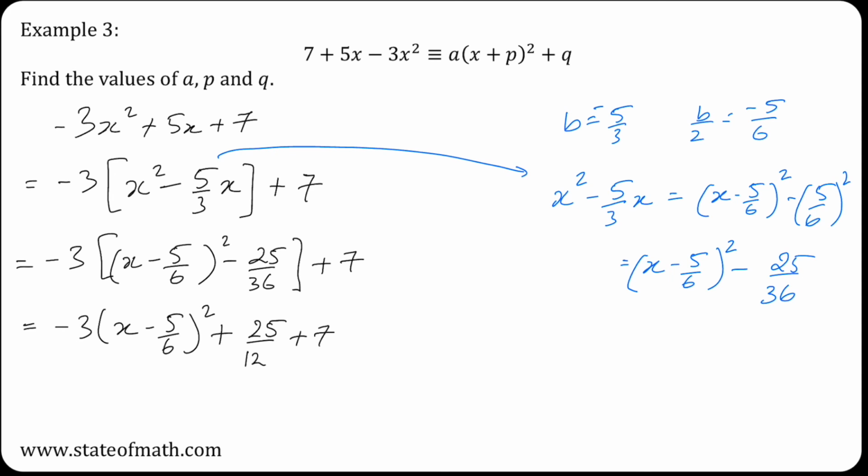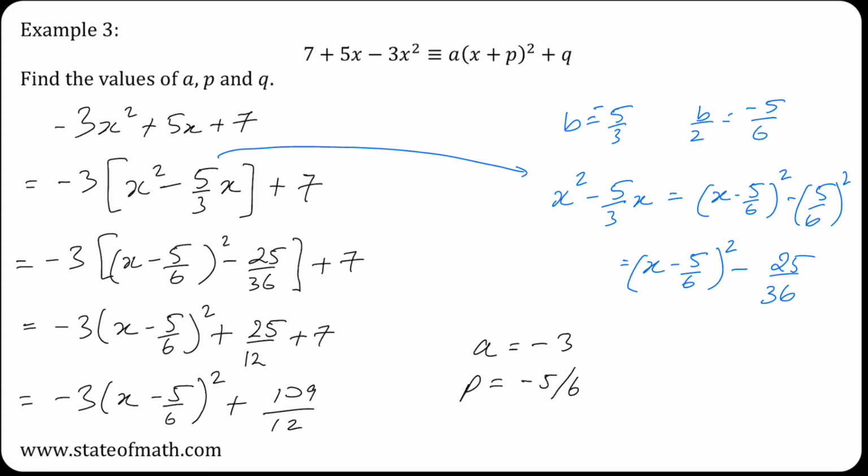So let's simplify now by adding these two numbers. So minus 3 times x minus 5 over 6 squared plus 109 over 12. So now I can write down the values of A, P, and Q. A is equal to minus 3, P is equal to minus 5 over 6, and Q is equal to 109 over 12.